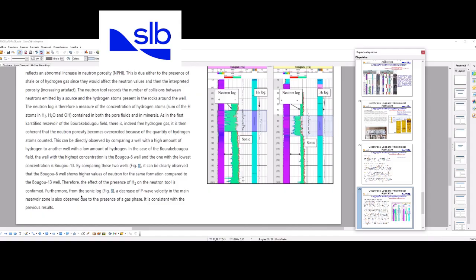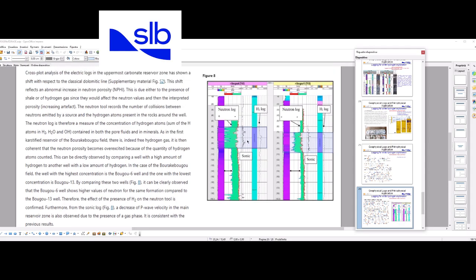So furthermore, the sonic logs and a decrease of p-wave velocity in the main reservoir zone is also observed, related to the presence of gas phase. So when we make sonic log and the p velocity is too low, or we have a decrease of p velocity, we have a presence of gas. This is a geophysical and petrophysical application to the hydrogen exploration.